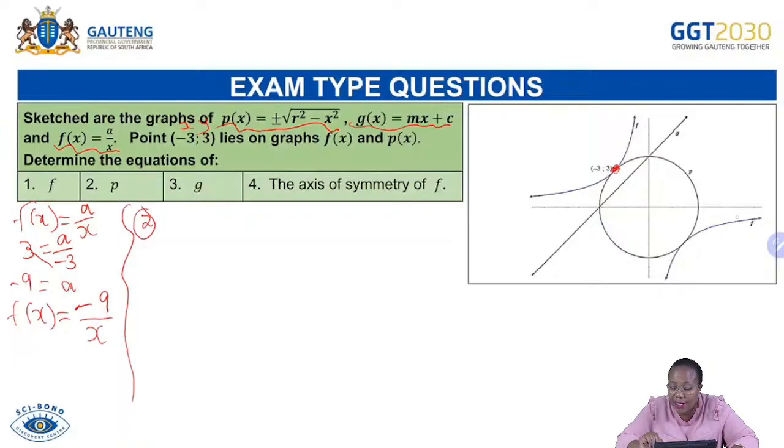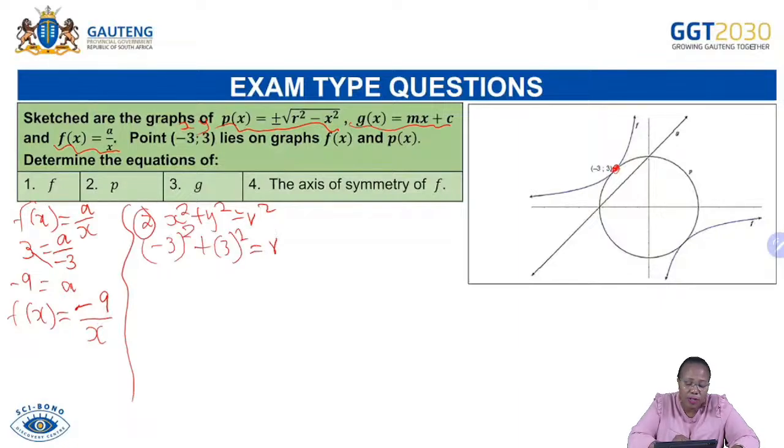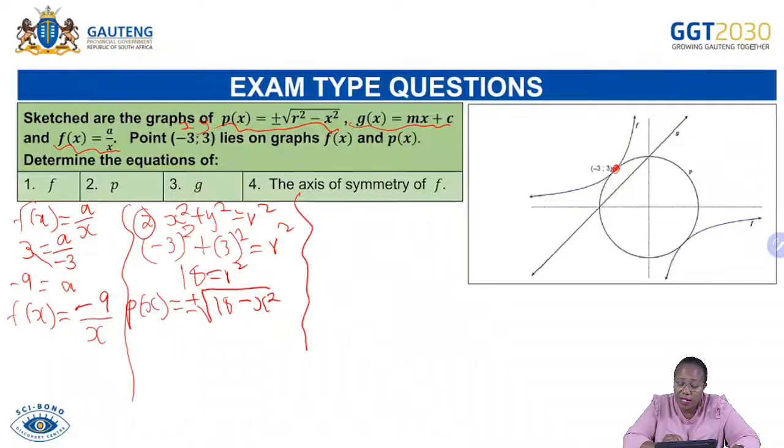And then number 2, we are looking at the p function. p function is a circle. Remember, if you can get the radius for me, then we are happy. Let's go original now. x squared plus y squared, because this is also a full circle. x is minus 3 squared, y is 3 squared. This will give us r squared. 3 squared is 9. 9 plus 9, that is 18. Therefore, your r squared will be 18. So the equation for p at x from original given is plus minus the square root of 18 minus x squared.